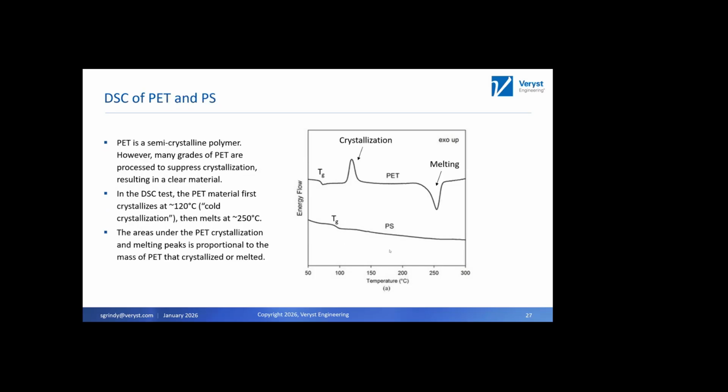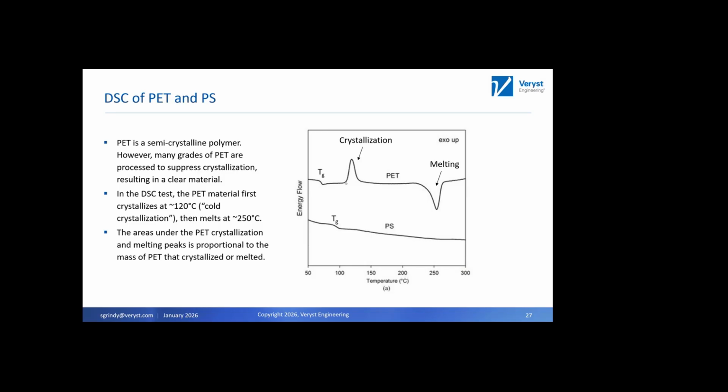In contrast, we talked about PET already. It is naturally a semi-crystalline polymer. However, it can be processed, and usually is, to suppress that crystallization so that it will stay clear. So as we heat up PET, you'll see that we have a glass transition right at around, I think it's 80 degrees Celsius for this PET.